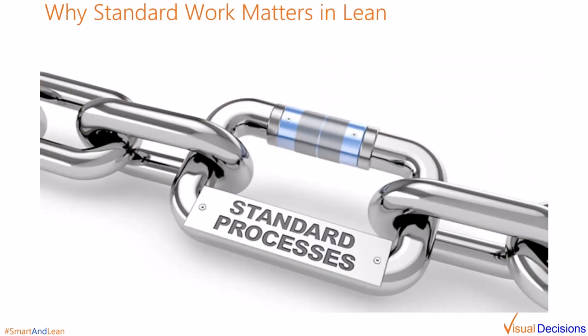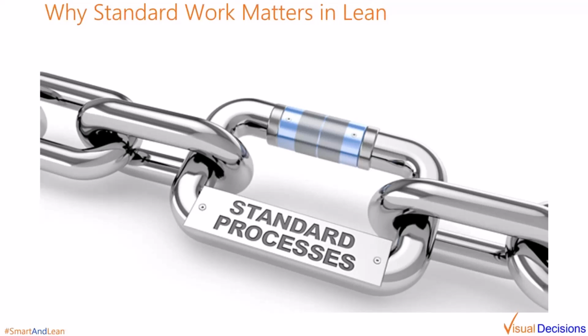Let's quickly revisit why standard work is a pillar of lean. The role of standard work is that it ensures consistency, efficiency, and quality. It serves as the foundation for continuous improvement. And without standard work, variation creeps in, making it difficult to scale lean manufacturing efforts.